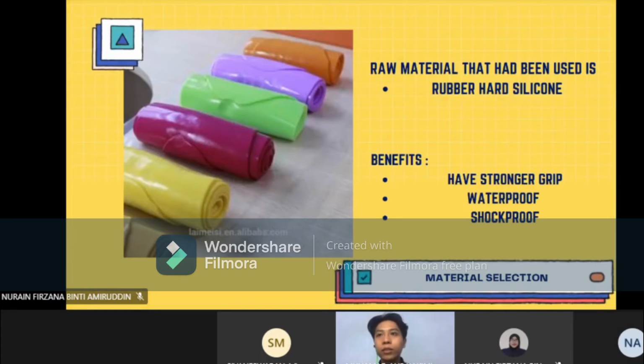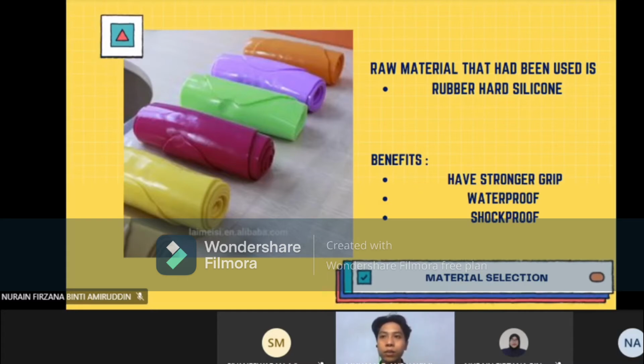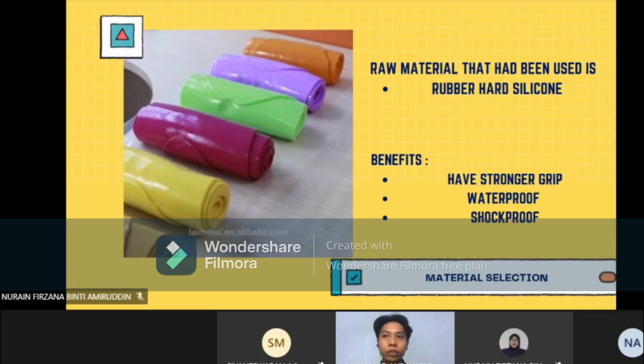The material that we use is rubber hard silicone. The reason that we use the hard silicone is because it has a stronger grip. It is also waterproof and shockproof.